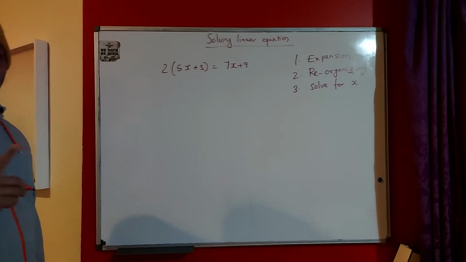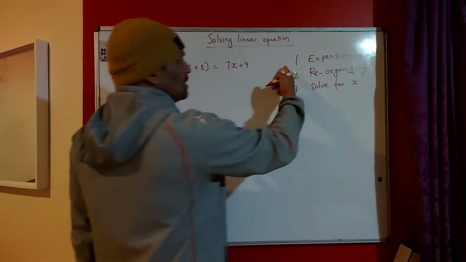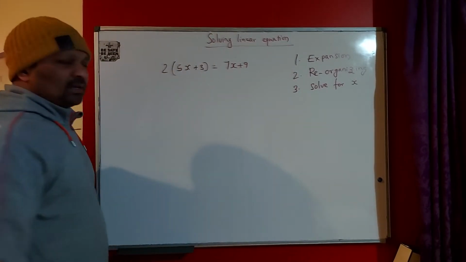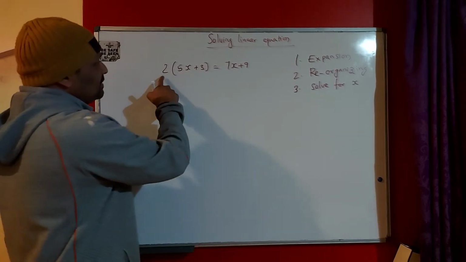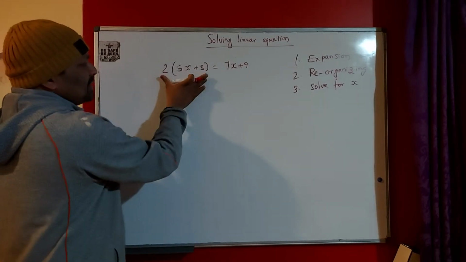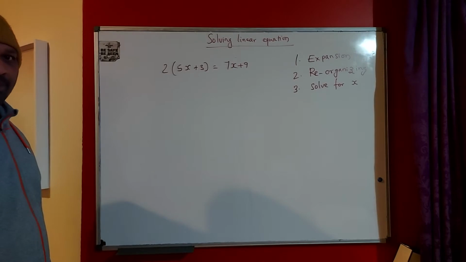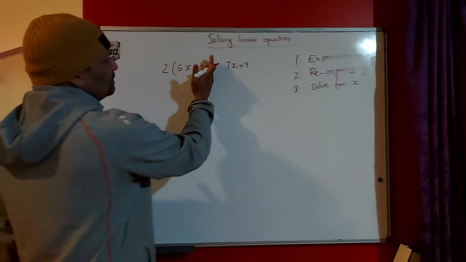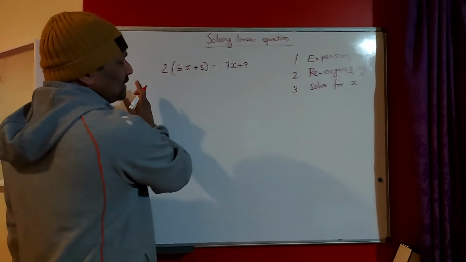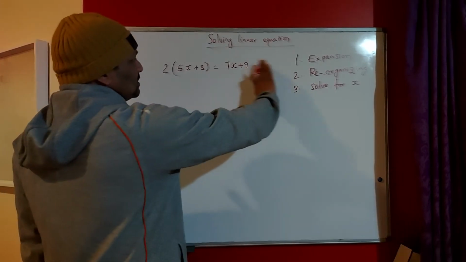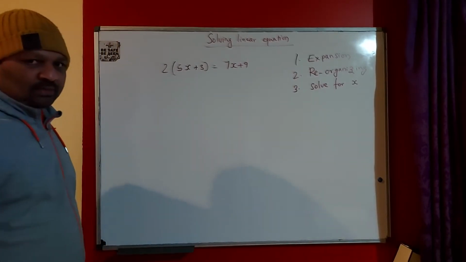Let's see what the first step, expansion, is. So where does the expansion come in here? Because there is a bracket here, we need to expand the left side portion. In any equation, the thing on the left side is called the left hand side, LHS, and the one on the right hand side is called the RHS, right hand side.